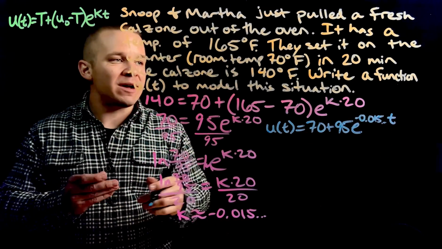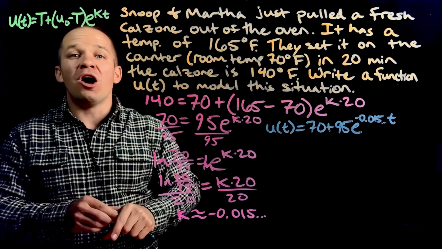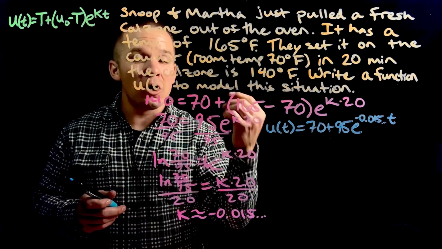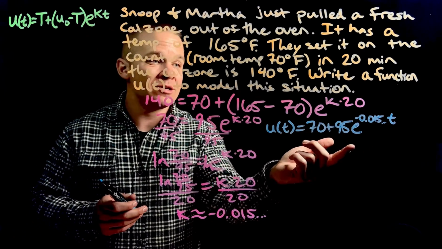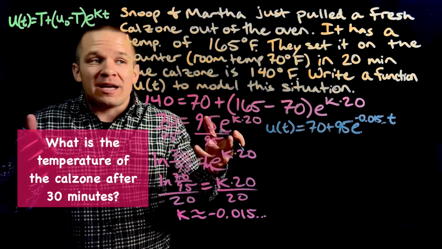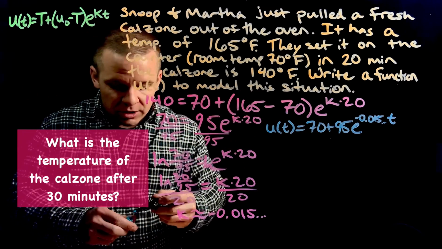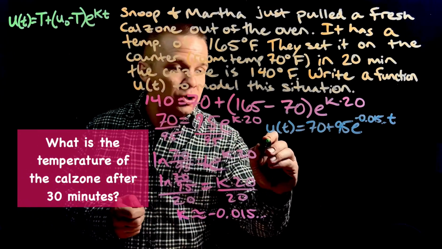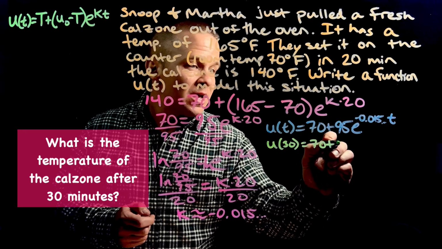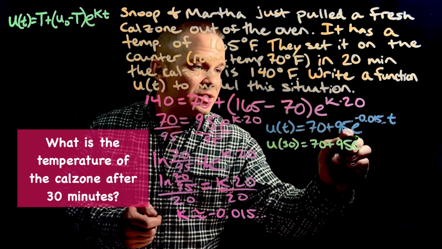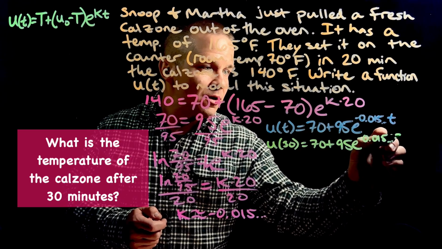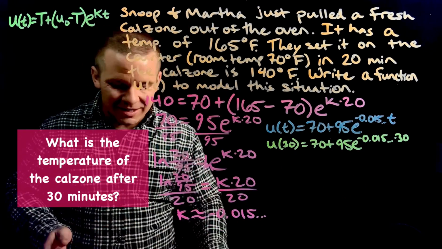Now I have myself a function of time, right? The temperature as a function of time as it cools. I can throw in any amount of time that I want here and find out what that temperature is going to be. So let's just say for fun, what's the temperature in 30 minutes? Well, I could do U of 30 equals 70 plus 95 e to the negative 0.015 times 30. We're saying after 30 minutes, what's this temp going to be?